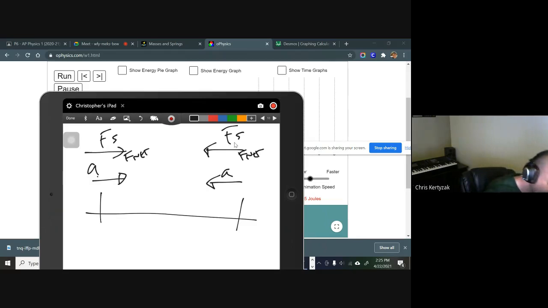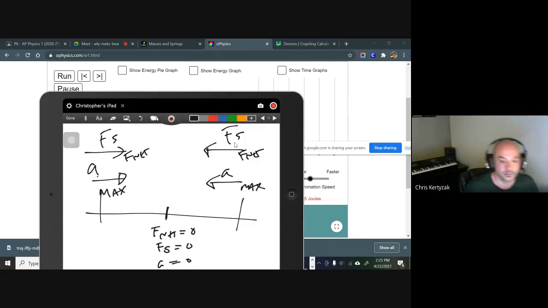But as it moves closer to the center, there's no net force, because the spring force is none, because it's not pulled, extended, or compressed. Fs is equal to 0, which tells us that the acceleration must be 0. So these are maximum accelerations at the endpoints, with 0 acceleration in the middle.